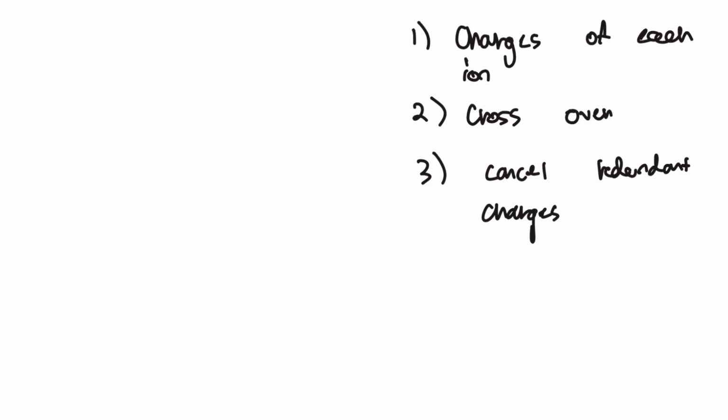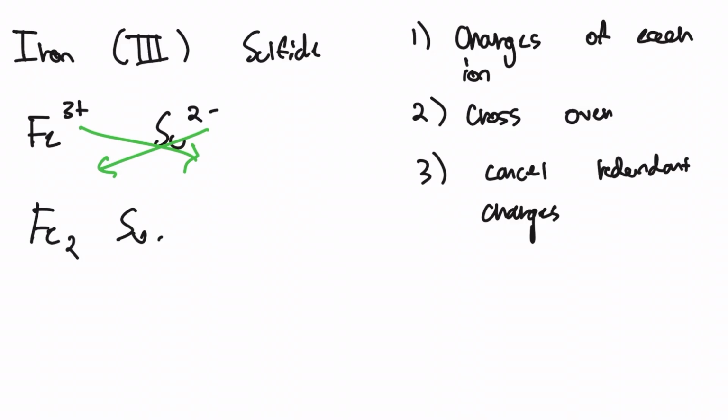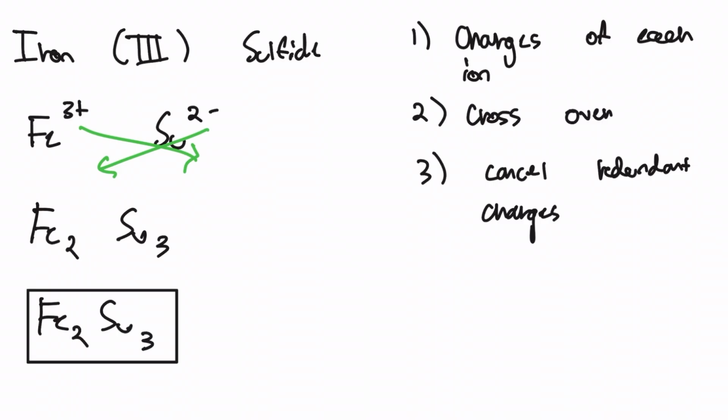And just as one last practice to wrap up this video, write the formula for the ionic compound iron 3 sulfide. Iron is a cation, and we know that it has a charge of 3+ due to the Roman numeral 3. Sulfur always has a charge of 2- because it is in group 16. We then take each one of these charges and cross them over with one another, and our iron gets a subscript 2 and our sulfur a subscript 3. We have no redundant charges to cancel, and so our final answer is just Fe2S3.